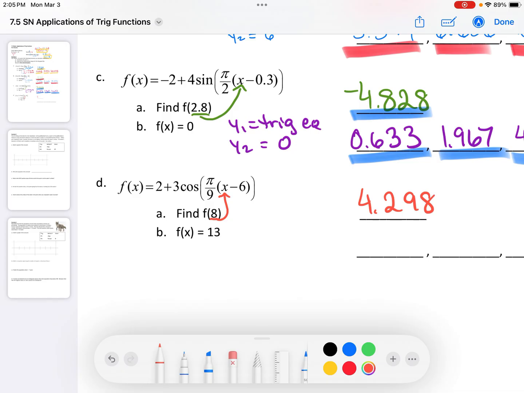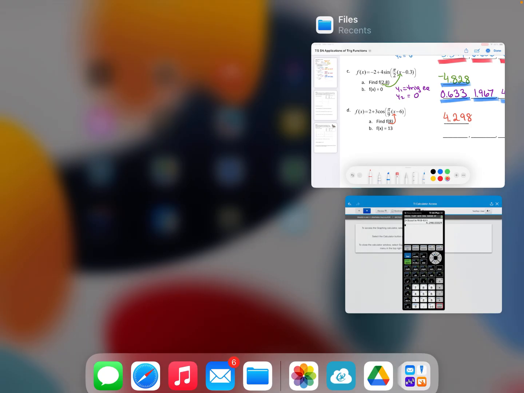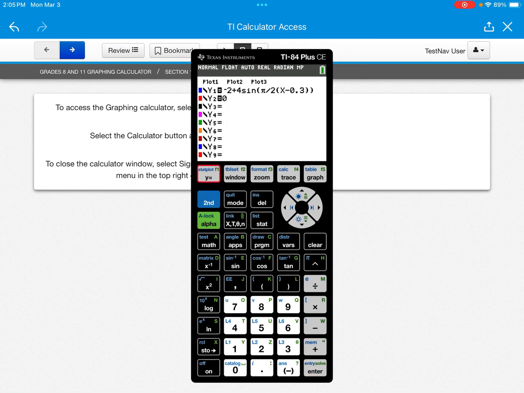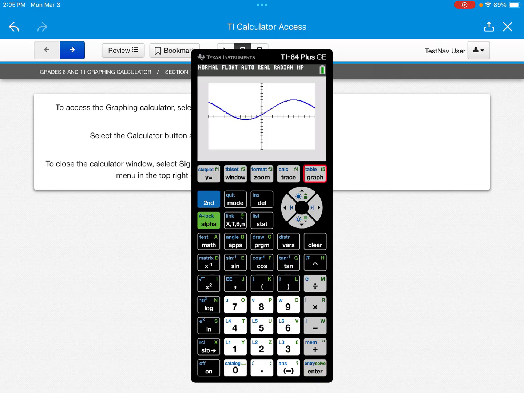Y value 4.298. Now, to find the x values where f of x is 13, we need the y equals screen. Clear out our equation, 2 plus 3 cosine pi over 9, open, x minus 6, close, close. Y2 is 13, and here's our graph. Problem? Yeah, we don't see enough solutions. Matter of fact, we don't see any solutions.